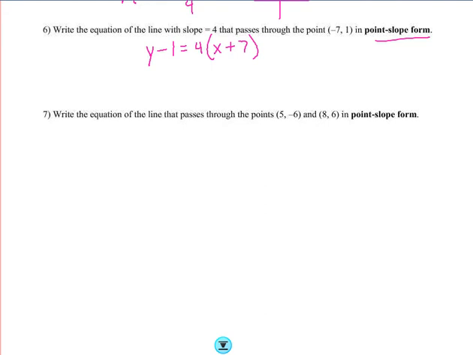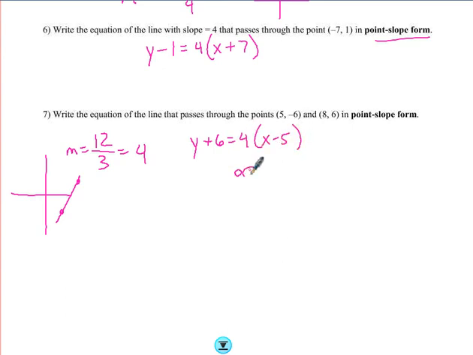Number 7, write the equation of the line that passes through the points 5, negative 6, and 8, 6 in point-slope form. Similar to the one before this, but we have to find slope. So the change in y is 12, the change in x is 3, and a quick sketch tells me that we have 5, negative 6, and we have 8, 6, so this is positive. So the slope here is 4. And then I just pick one of the points. y plus 6 equals 4 times x minus 5, or y minus 6 equals 4 times x minus 8. Both answers are correct.